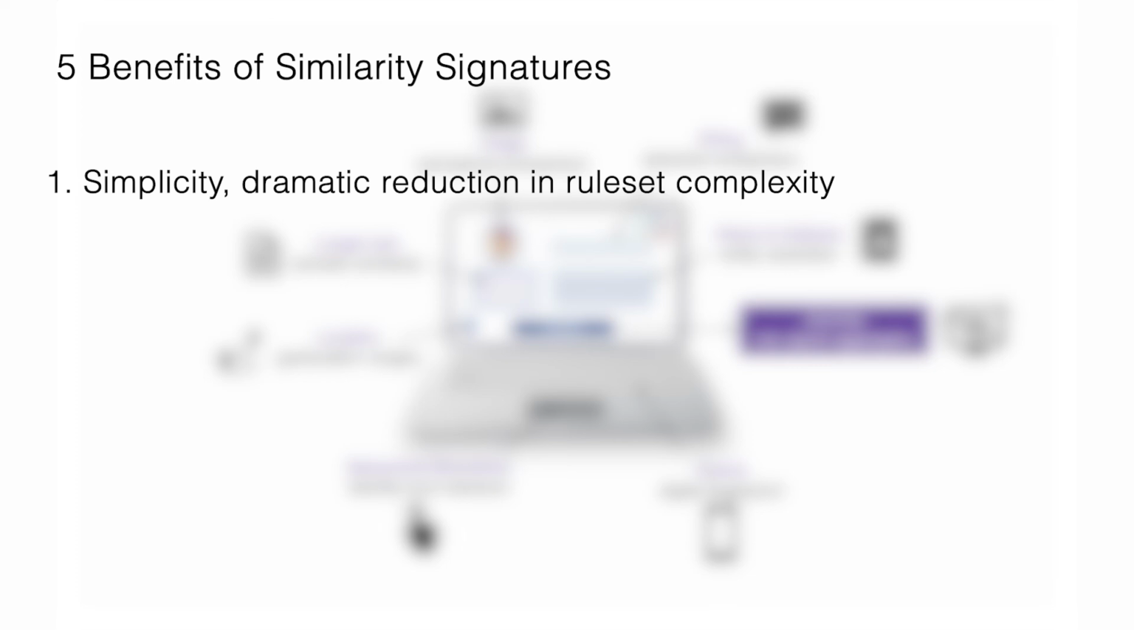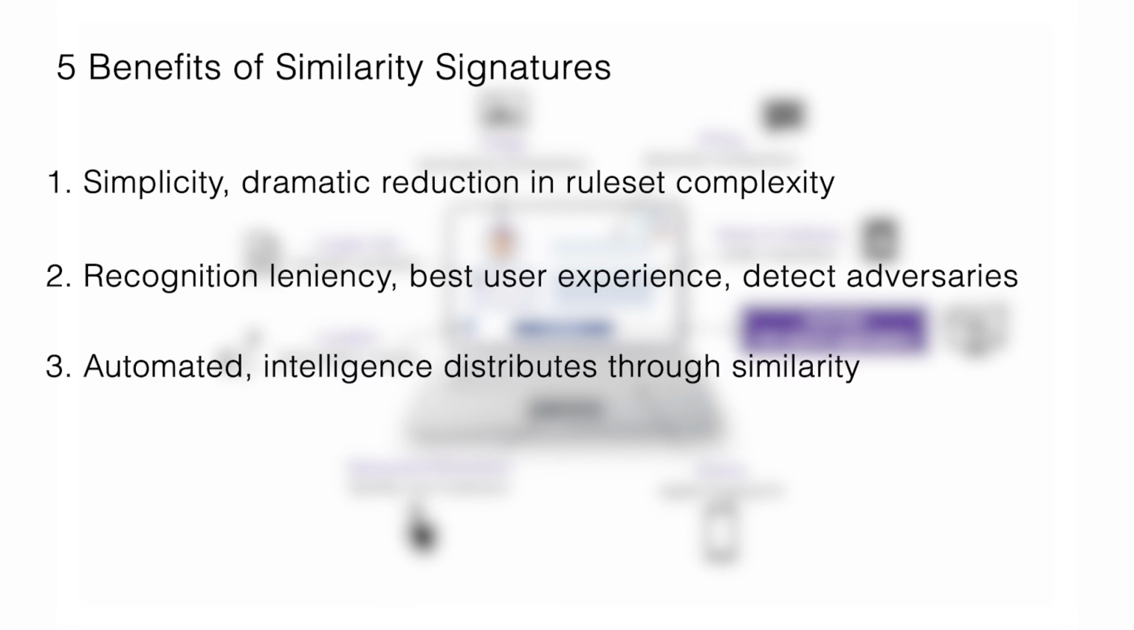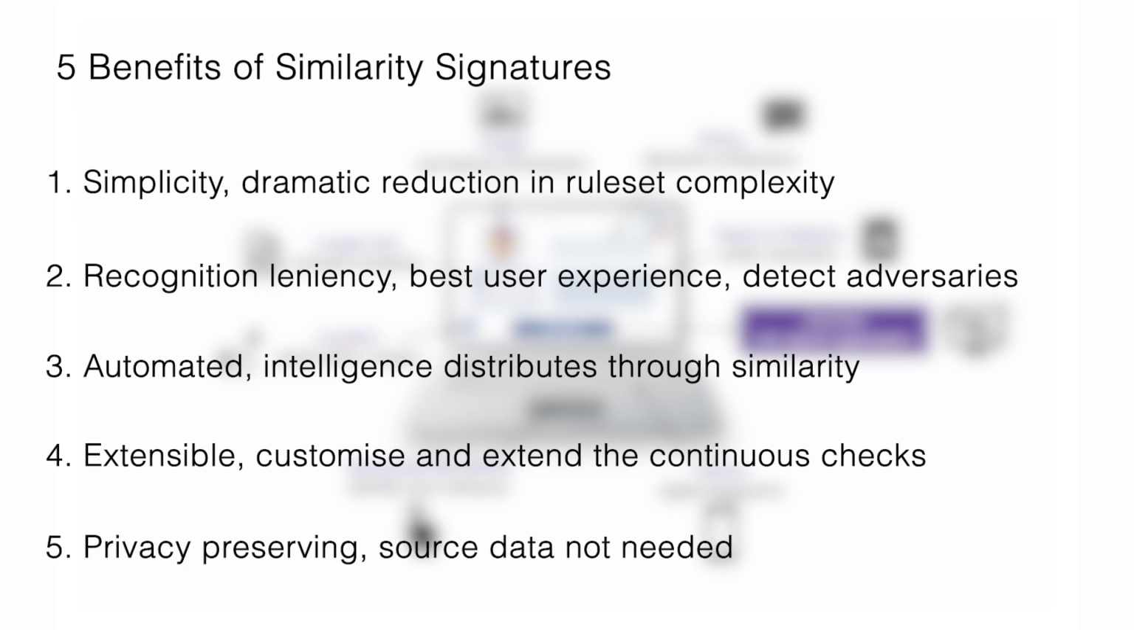Signatures simplify the need to create and maintain vast rule sets against collections of related data. They offer built-in recognition leniency to give the best user experience possible. On the flip side, it's able to recognize attempts at adversarial change. Any information about a signature will link to similar ones, automating the spread of this intelligence. The continuous comparisons always return results and can be easily customized and extended to new use cases. And finally, only the signature hash needs to be stored and compared, respecting privacy of the underlying data.